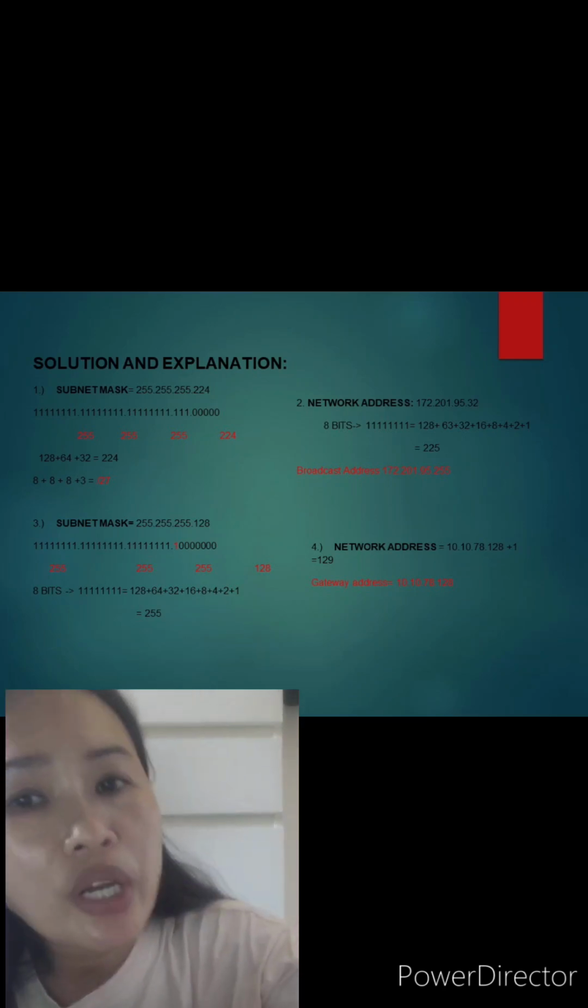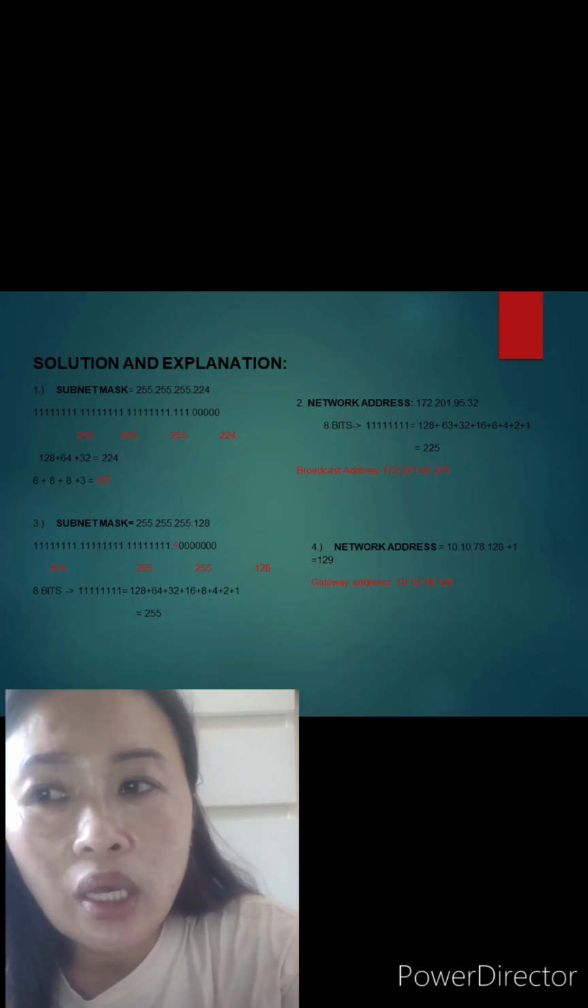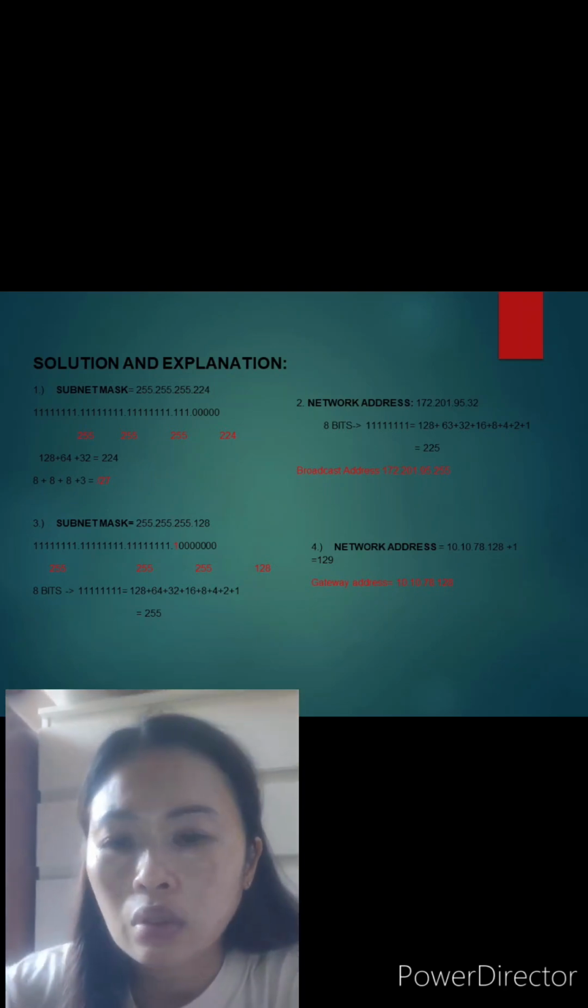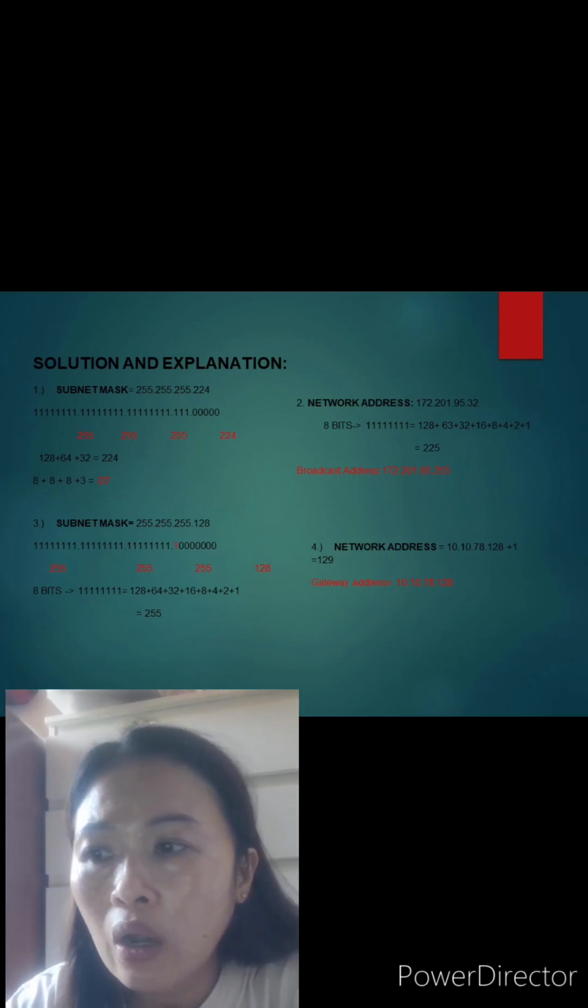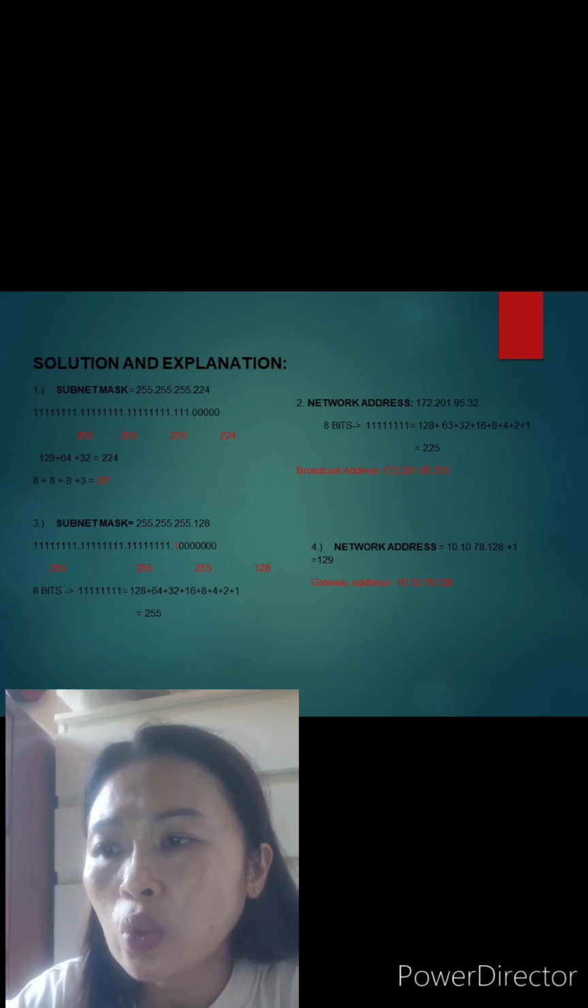Next one is the number 4, the network address. Sorry, number 5 is the one, the given network address is 192.8.84.35.0. So I'll show you how: 192 minus 64. So 192 is greater than 64, that's why it becomes 1. Then 64 is greater than 32, that's why 1. So 64 minus 64 equals 0, so 0 0 0.